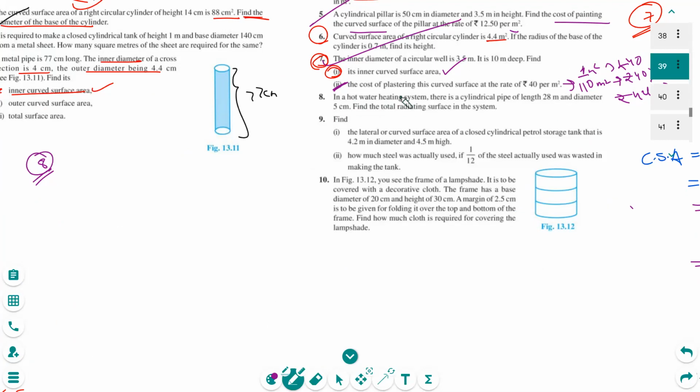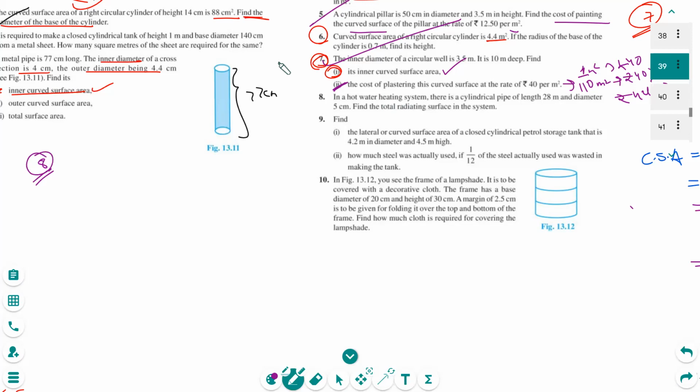So in a hot water heating system, there is a cylindrical pipe. Let me take my old cylinder here. Okay, so this is my cylinder. This is my cylindrical pipe of length 28 meters.